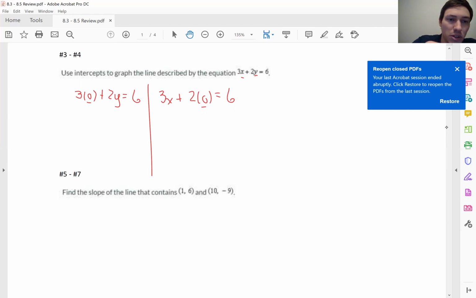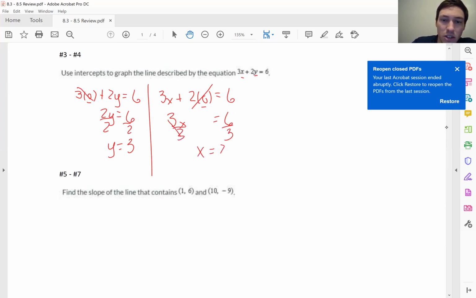Well, 3 times 0 is just 0, so that's gone. So I get 2y equals 6. Y is being multiplied, so I divide by 2. So I get y equals 3. Same thing here. 2 times 0 is 0, so that's gone. So I get 3x equals 6. X being multiplied, so I divide both sides by 3. Get x equals 2. So my x-intercept is 2. My y-intercept is 3 on that one.